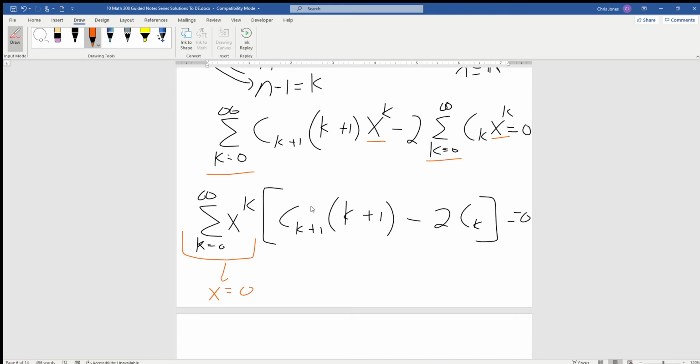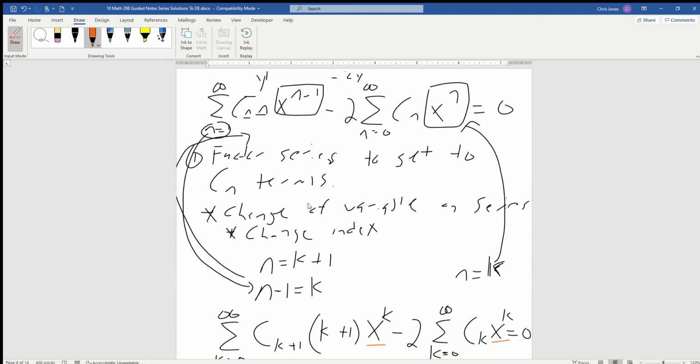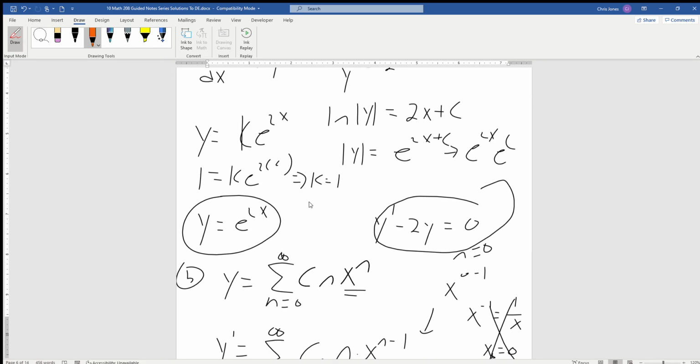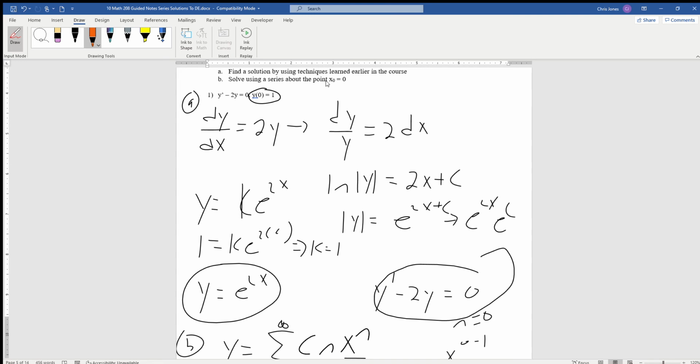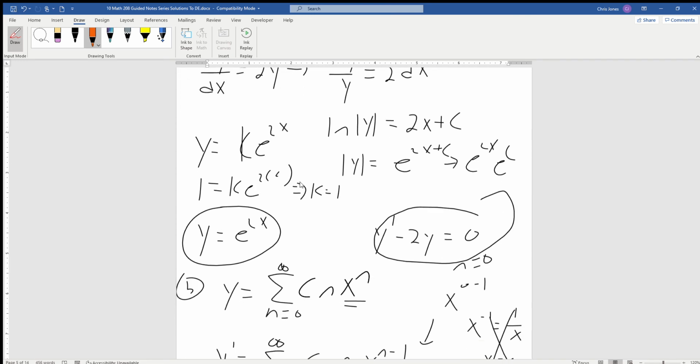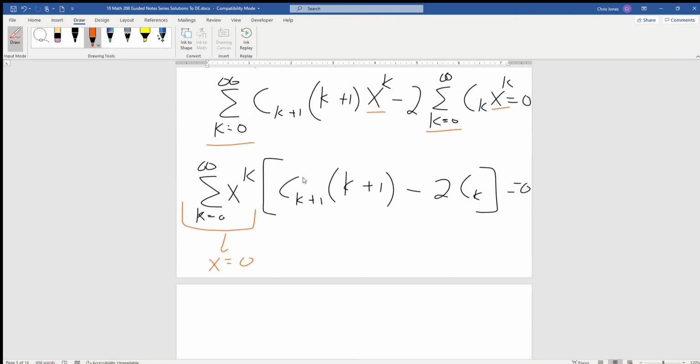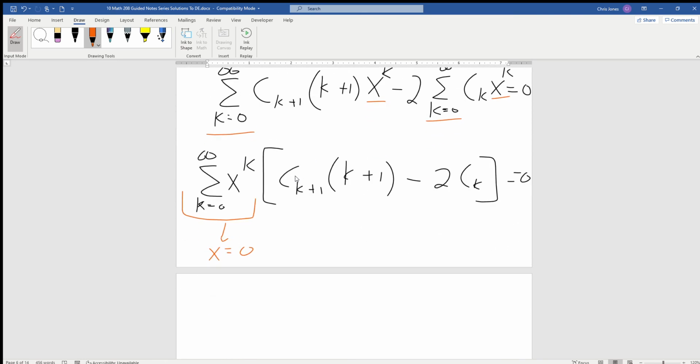All right, so that doesn't really tell us much because, well, that's the point that we're trying to find. So that doesn't really help us much at all with this. However, what we also do is we set this equal to 0. c sub k plus 1 times k plus 1 minus 2c sub k equals 0.